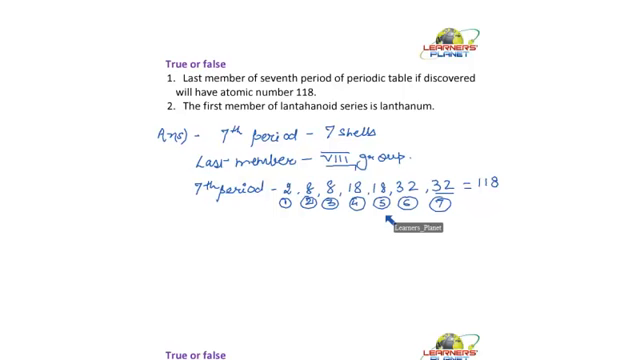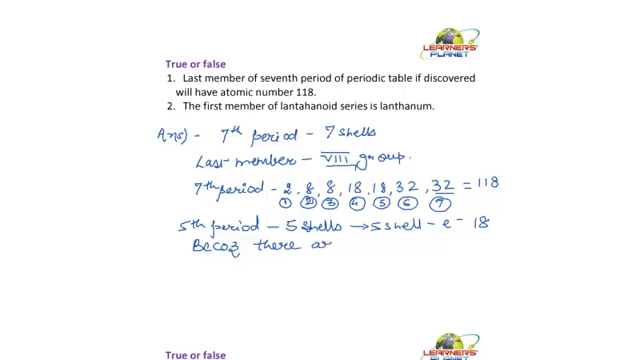Likewise, the 5th period will have how many shells? 5 shells. Right? Now in the 5th shell, how many electrons would be there? 18. Why? Because there are 18 elements in the 5th period.